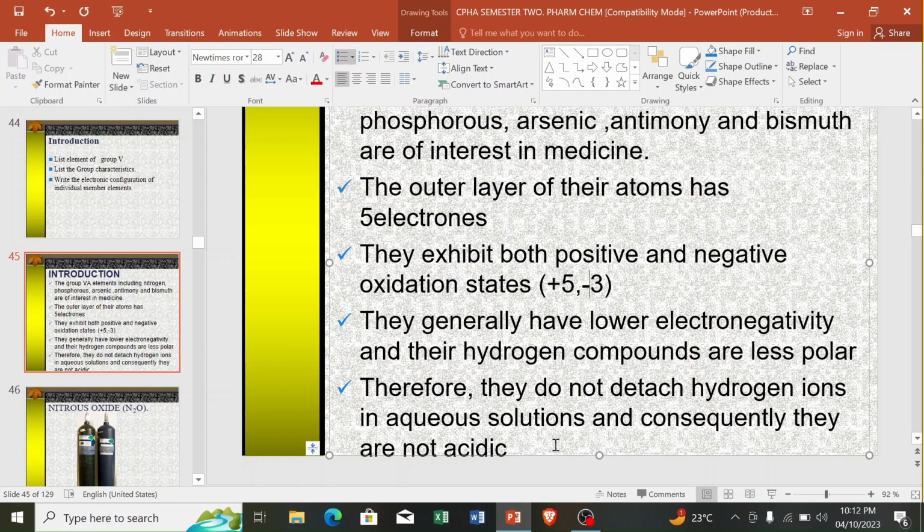So since they do not donate a proton, we cannot call them acids, because an acid is a proton donor. It has the ability to release or detach hydrogen ions.